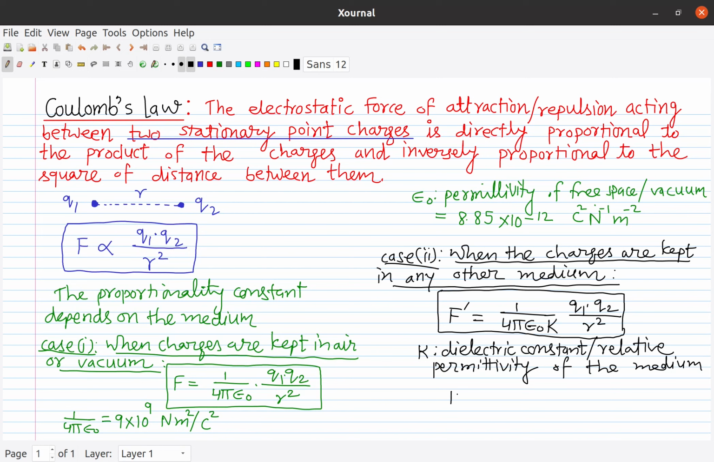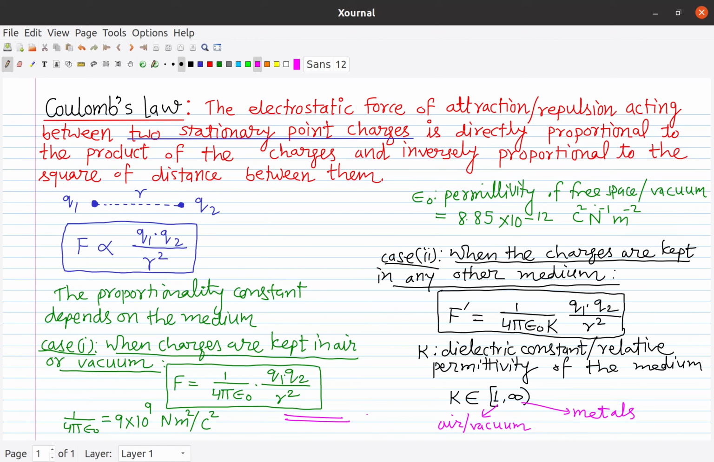So the value of capital K can be anything between 1 and infinity. It is 1 for air or vacuum, and infinite for metals, and for any other medium it will be between 1 and infinity. When it is air or vacuum, you put K equal to 1, then you get the previous expression, F equals 1 upon 4 pi epsilon naught, q1 q2 upon r square. And if you put infinity here, then the force will become 0.